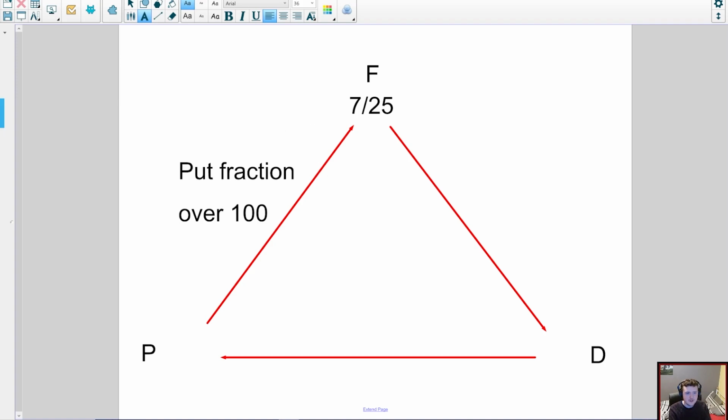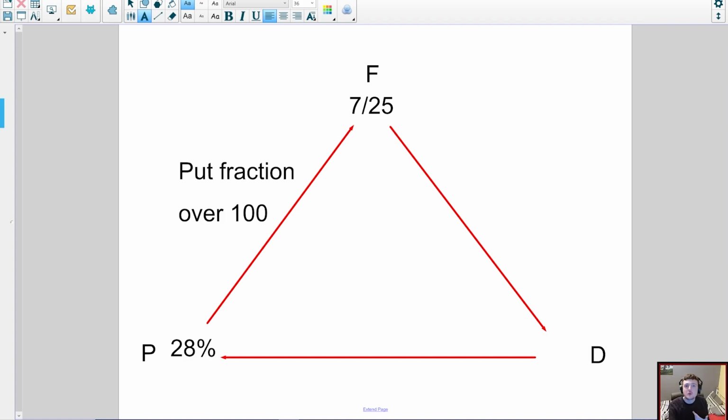So to do this, how many 25s go into 100? Well, there are 4 25s in 100. So 7 times 4 is 28. So my percentage is going to be 28%. And so what I've ended up with is, if I made it a bigger fraction, I expand the fraction, we're going to get 28 out of 100. And as soon as you get something out of 100, we know percent means out of 100. And so the top number is our percentage, which is 28%.